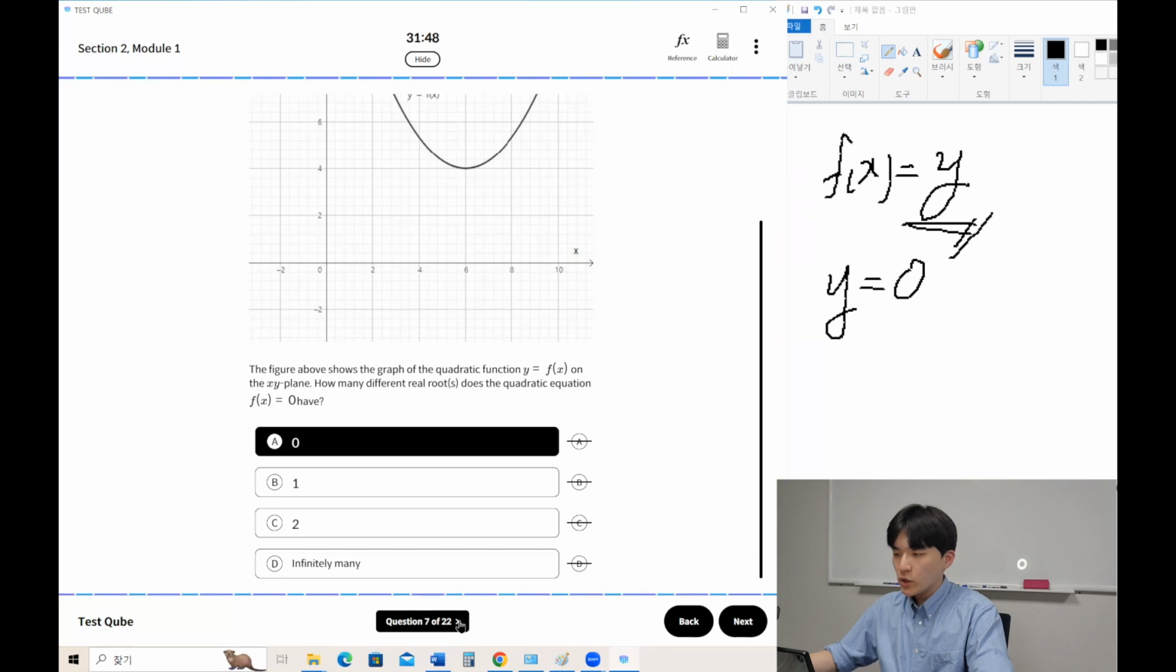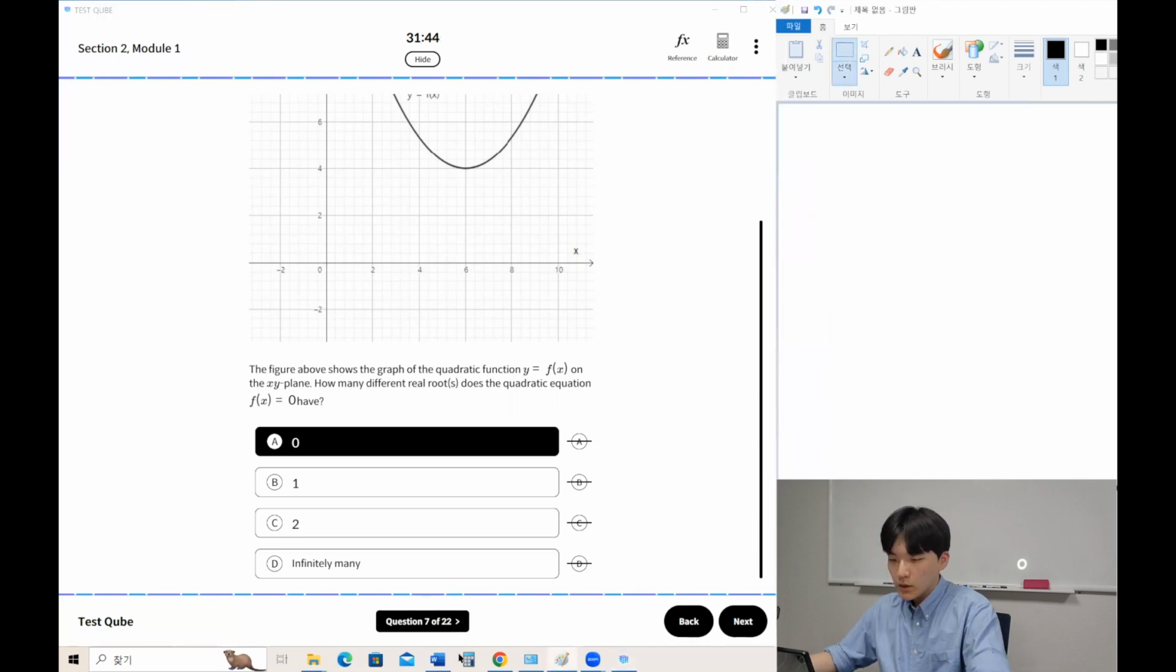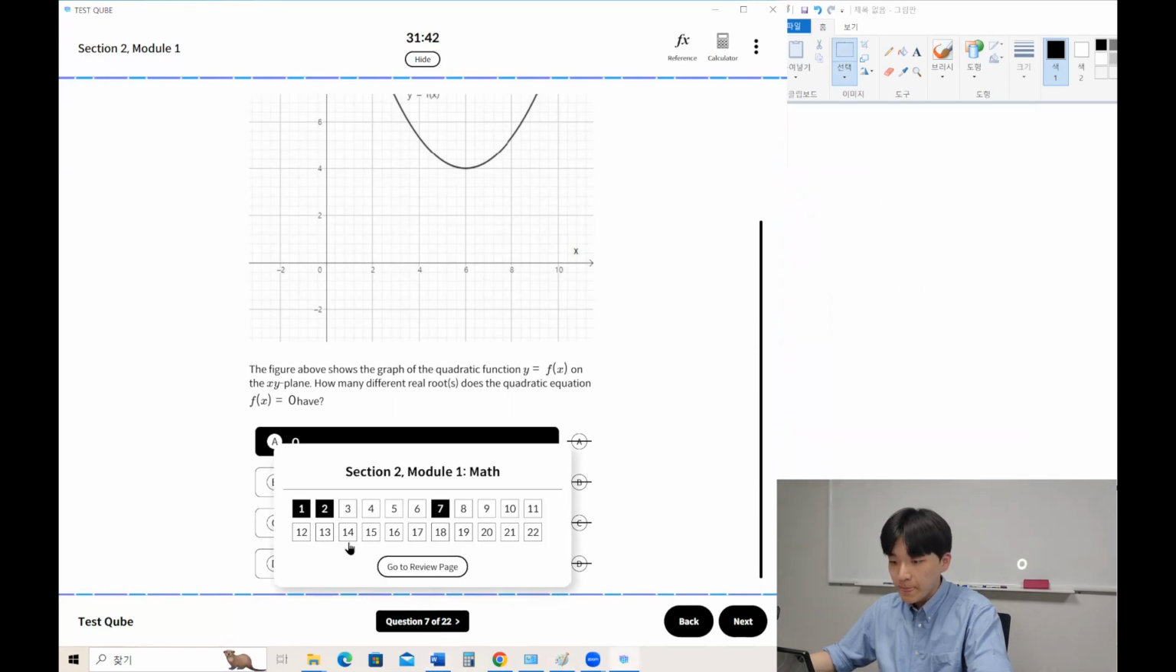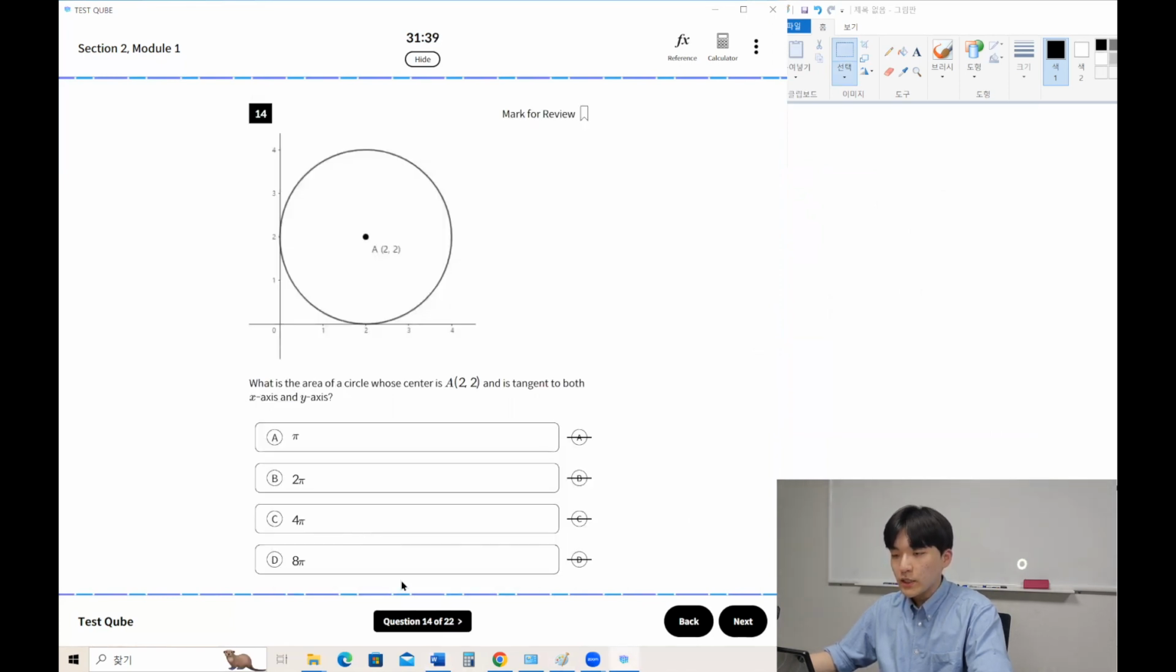Okay? The next question that I wanted to showcase was question number 14. And this one is a circles problem. So part of the advanced topics in the SATs include circles. And you really need to know the base formula as well as their applications to it. And this question, let's take a look.